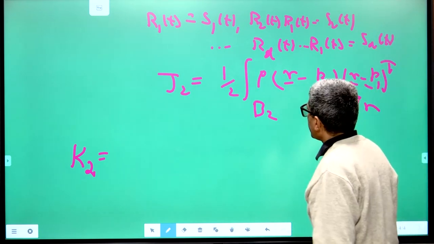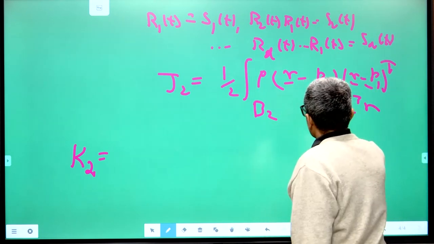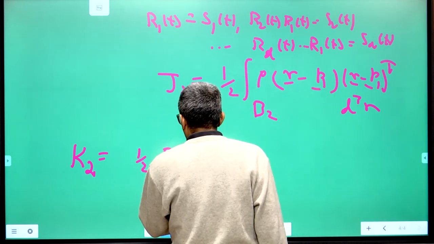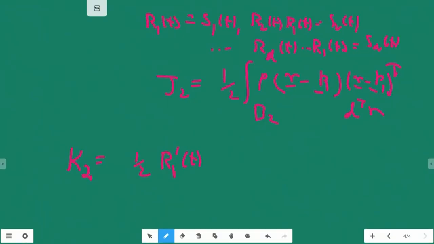So, the kinetic energy of the second link will be of the form half trace of R1 dash T into P1 into P1 transpose into R1 dash T. Then there is no D3 R1 you are taking. So, when you take D3 R1 and integrate out, it is the mass of the first link. The second term will come out to be half trace of S2 dash T, then here you have J2 into S2 dash T transpose, plus a cross term twice.